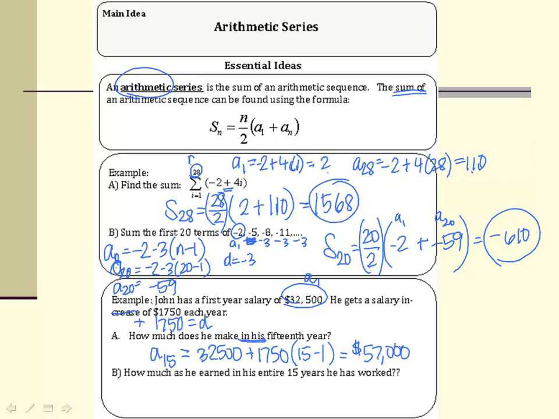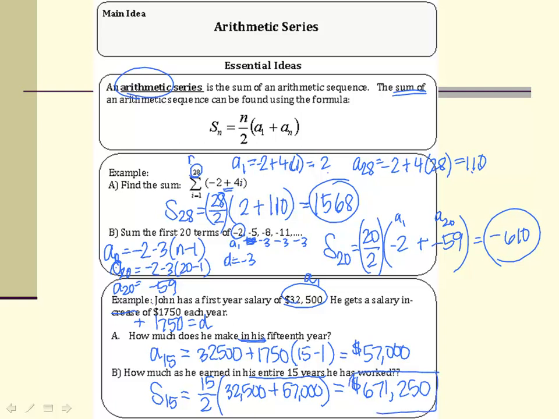Part B is the series piece of it. How much did he earn in his entire 15 years? Means I take the sum of 15 terms. So 15 over 2, what did he make in his first year? $32,500. What did he make in his 15th year? $57,000. If I stick this in my calculator, I find that in 15 years, he made $671,250.